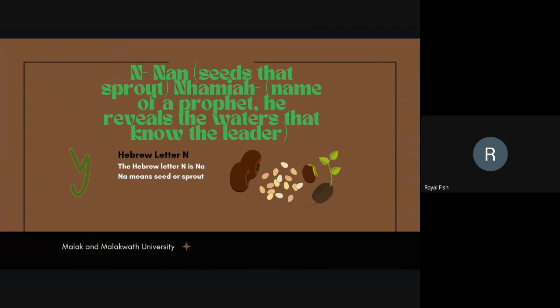So the Nun are seeds that sprout or the seed of seeds or the sprout of sprouts, however way, or to sprout with the sprouting. Then we have Nehemiah, which is the name of a prophet, which means he reveals the waters that know the leader, or the spirit of revelation shows that he knows the father or the leader or the Abba. So that's represented by just some seeds over here.